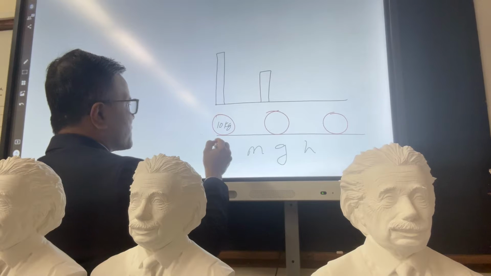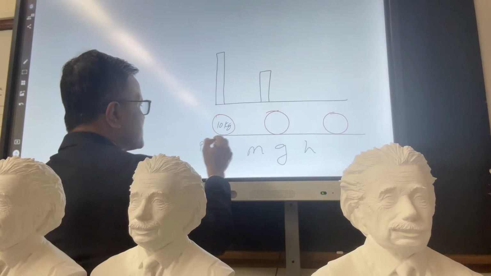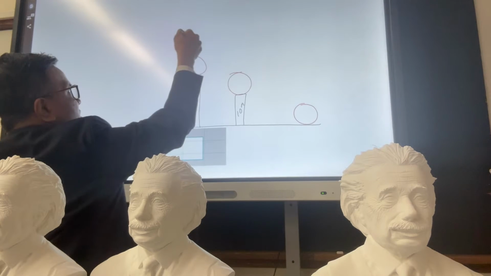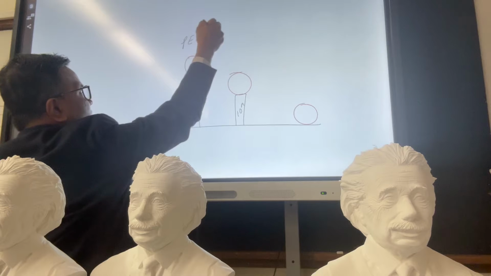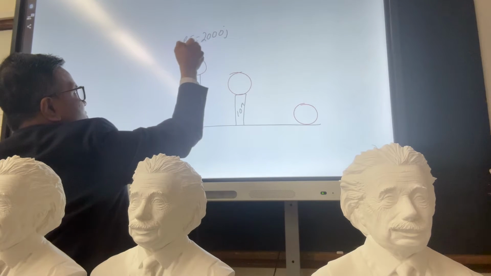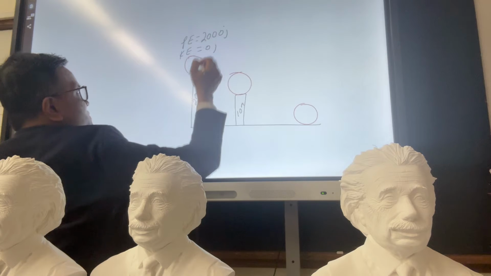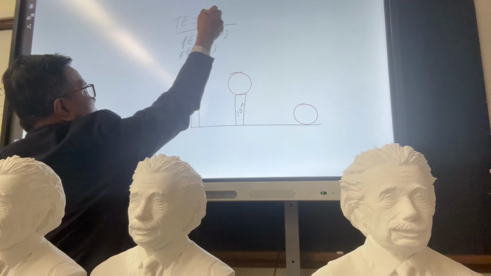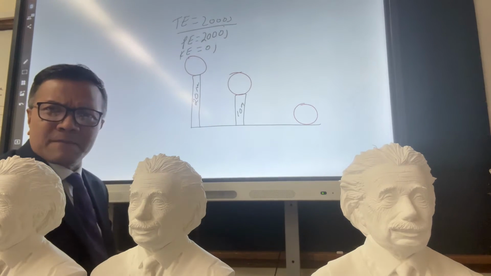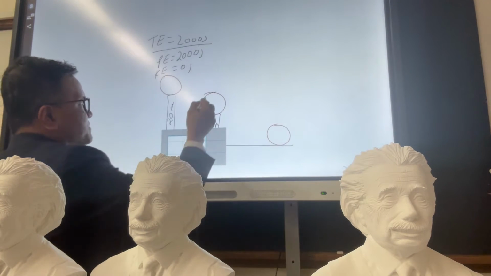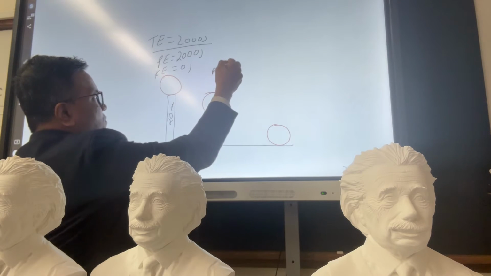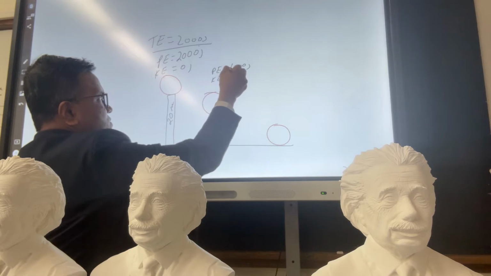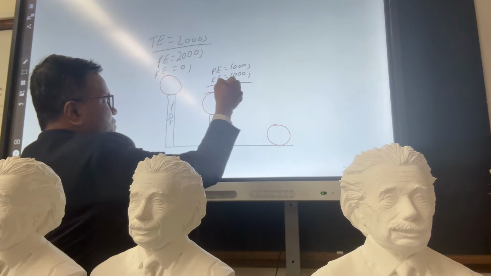then potential energy over here is 0 joule, potential energy over here also is 0 joule, and potential energy also over here is 0 joule. However, here is 2000 joule. Kinetic energy over here is 0 joule. All right, so what is the total energy? Total energy over here is 2000 joule. Okay. Very nice. What about over here? Potential energy is 1000 joule. Kinetic energy over here is 1000 joule. Total energy is 2000 joule.